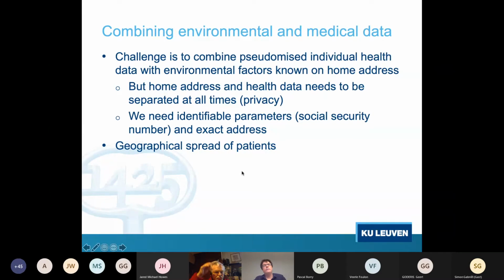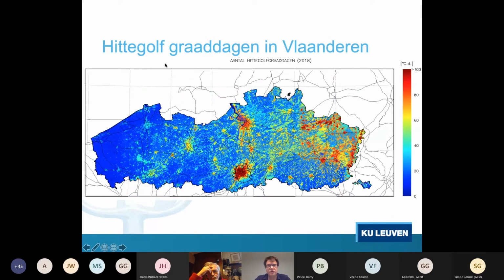A second very important challenge is the geographical spread of patients. Why is that a challenge? Well, until 5 years ago, Intego was made just to have a representative sample of Flemish patients, and so with like 2% of the population and some parameters, we had a very good estimation. But if we are linking to the environmental factors, there are other things taken into account than just having a sample.